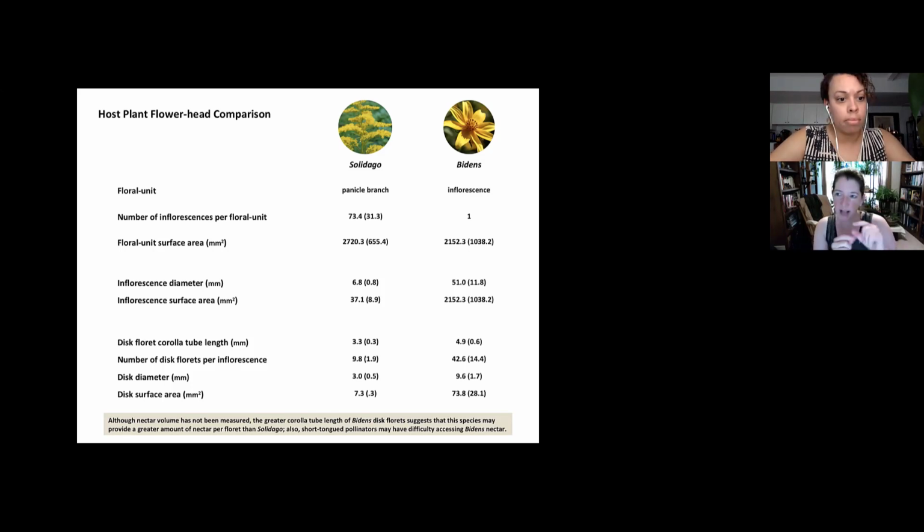Bidens also has disc florets that are larger and deeper, and so there is likely a much greater nectar volume here. So it may be a more profitable plant for the insects to be feeding on, in terms of more bang for your buck for each disc floret probed for nectar. So I think that's what's going on there. Yeah, I was guessing there was probably a UV situation that was making these things more attractive.